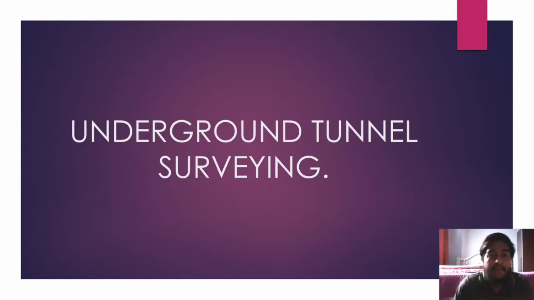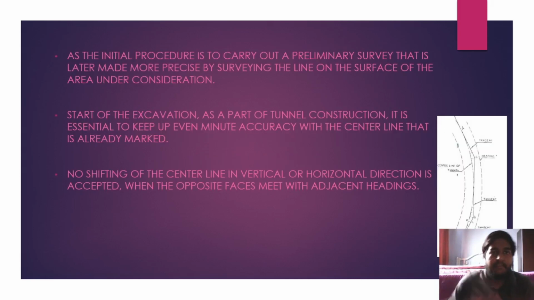Next, I will present about underground tunnel surveying. First, there are several procedures and methods of underground tunnel surveying. As an initial procedure, a preliminary survey is carried out that is later made more precise by surveying the line on the surface of the area under consideration. Besides that, from the start of the excavation as part of tunnel construction, it is essential to keep up every minute accuracy with the center of the line that is already marked.